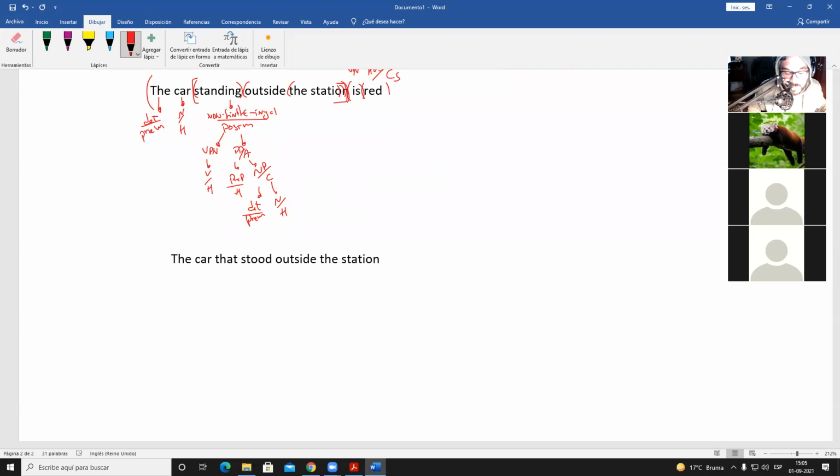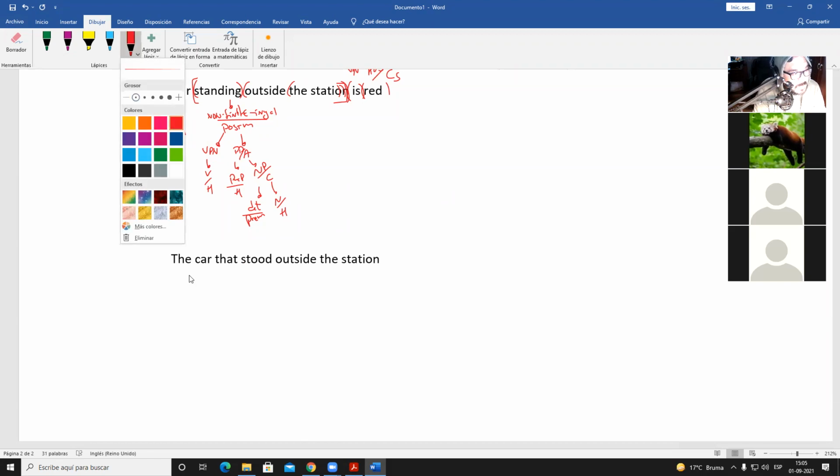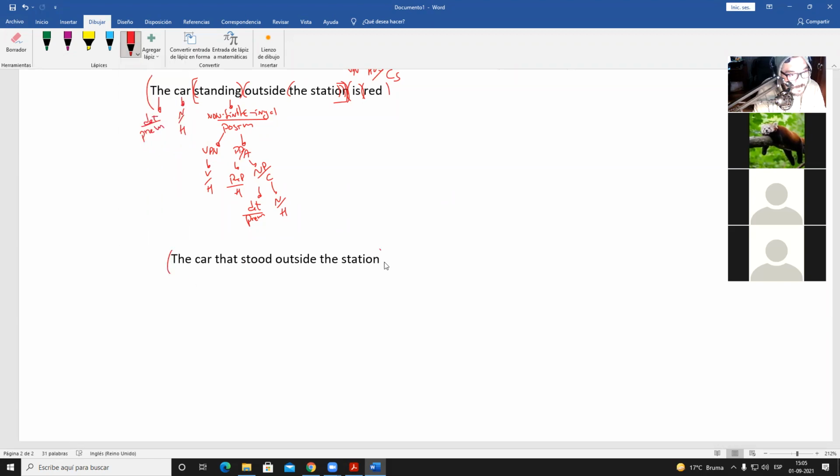Okay, here we have another noun phrase, and we're going to provide the analysis then. So we have the obvious stuff. This is the noun head, and this is the determiner premodifier. So the whole stuff is a noun phrase subject, right? And then we have that stood outside the station. Here we have our clause, that stood outside the station.